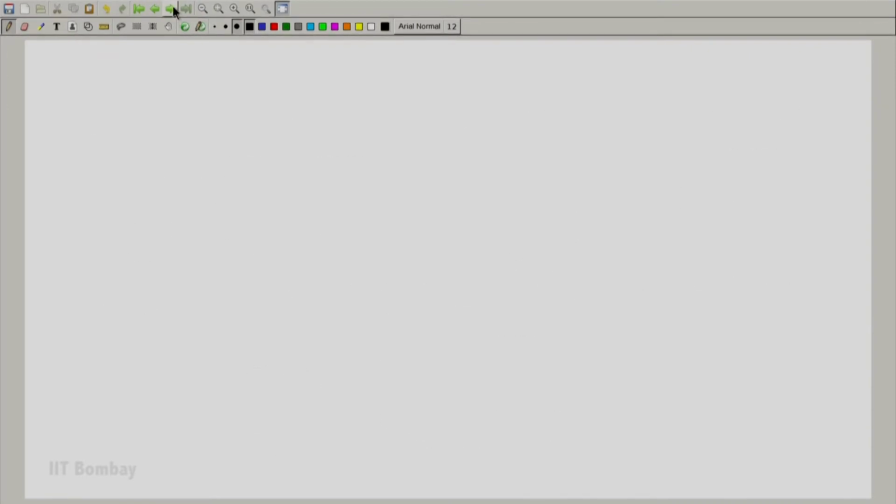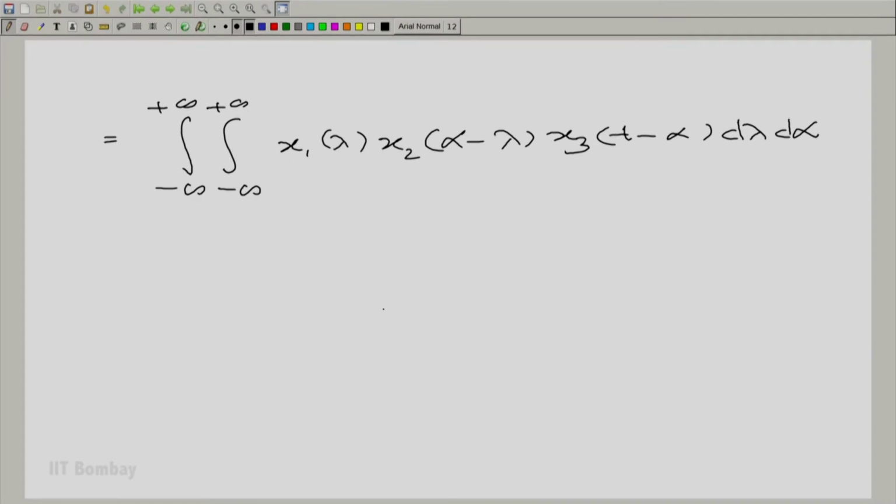Let us do that. So now we have a double integral, x1 of lambda multiplied by x2 of alpha minus lambda multiplied by x3 of t minus alpha, integrated with respect to alpha and lambda. It is a double integral. Each of alpha and lambda independently go from minus to plus infinity. And let us similarly write down the right hand side.